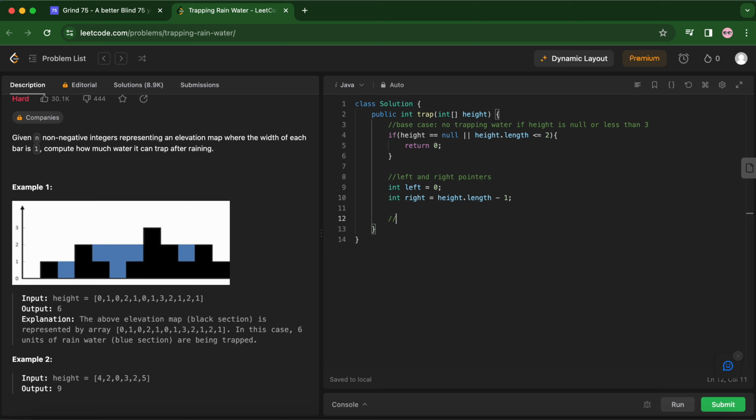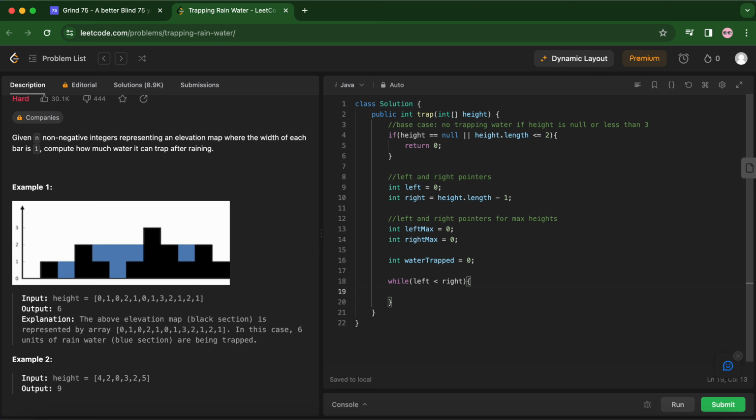These are the pointers. Then we need variables to inform us of the maximum heights that we have encountered. So we can say left and right pointers for max heights. int leftMax is equal to 0, we will initialize it with 0. int rightMax is equal to 0 as well. Now of course we need one variable for the result, so int waterTrapped is equal to 0.